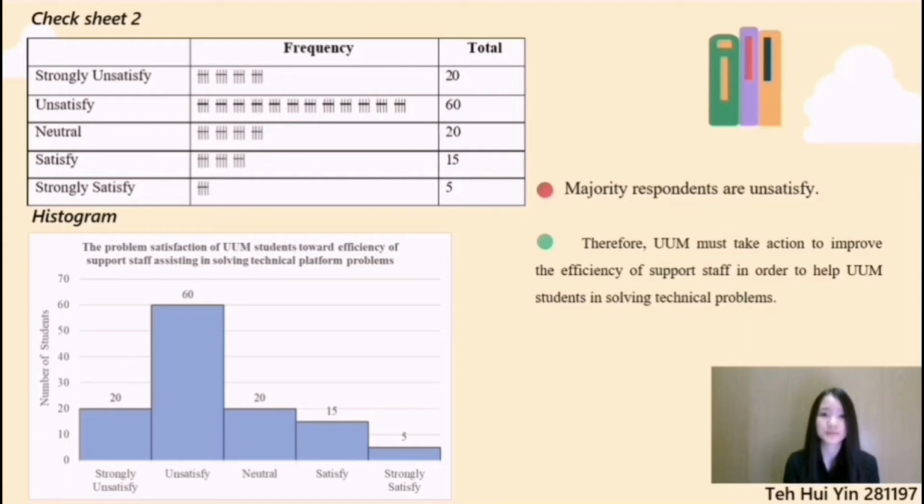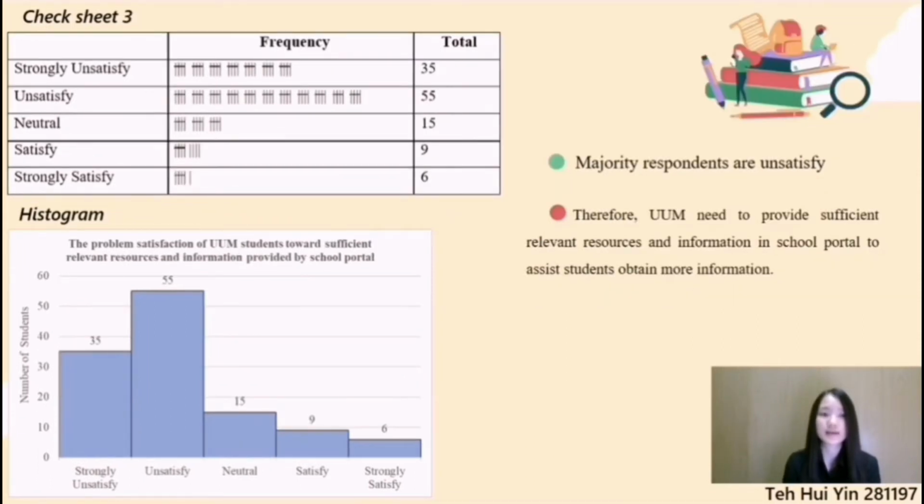Next, we also use the check sheet and the histogram to collect data from the survey about the satisfaction of UUM students towards sufficient relevant resources and information provided by the school portal. From the data, we can know 35 respondents strongly unsatisfied, 55 respondents unsatisfied, 15 respondents neutral, 9 respondents satisfied, and only 6 respondents strongly satisfied. So overall, the majority of respondents are unsatisfied. Therefore, UUM needs to provide sufficient relevant resources and information in the school portal to help students obtain more information.